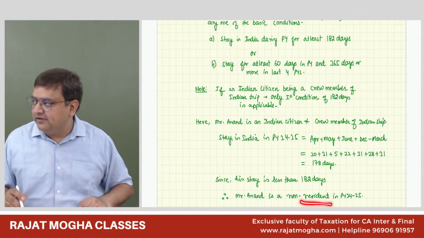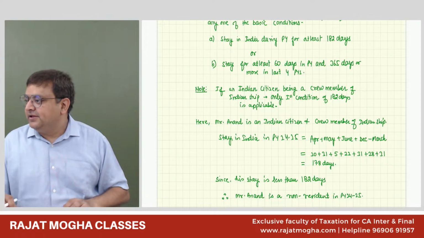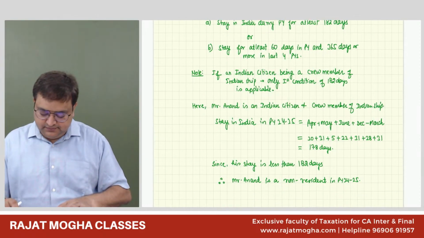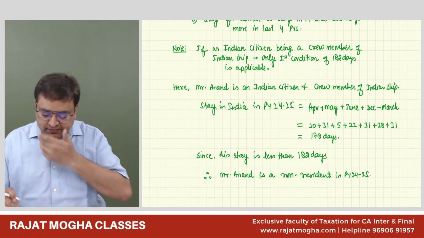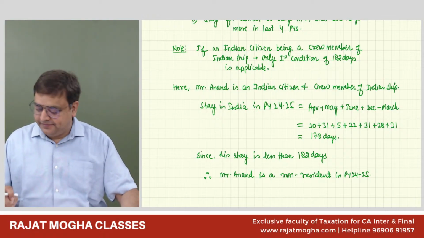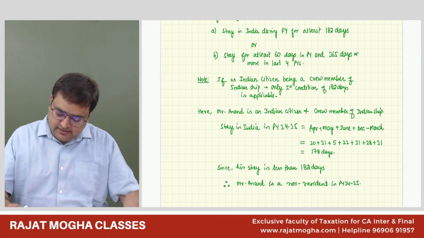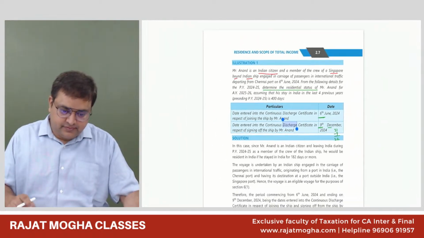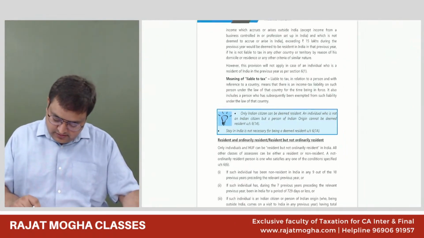So in this case, we can see both the conditions. Obviously he is not here for 182 days. How many days is he here? 60 days at least he was here. Yes, 100 days he was here. And in the last 4 years, was he here for 365 days? The answer is yes. In fact, for the last 10 years, he's coming regularly for 100 days. So he was here in the last 4 years for 400 days.